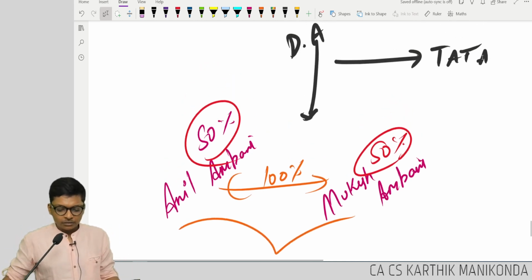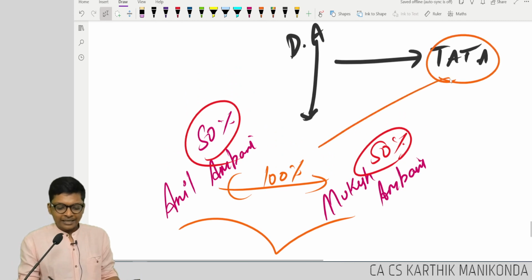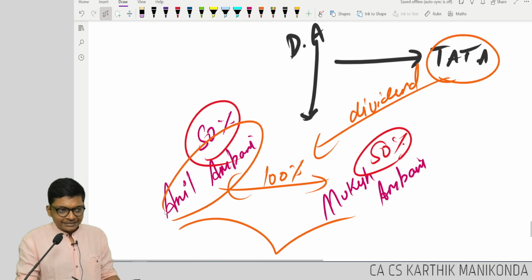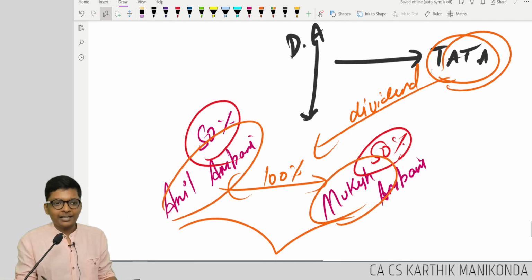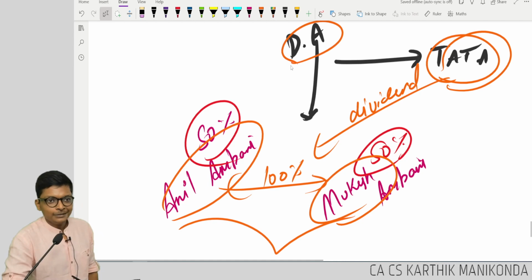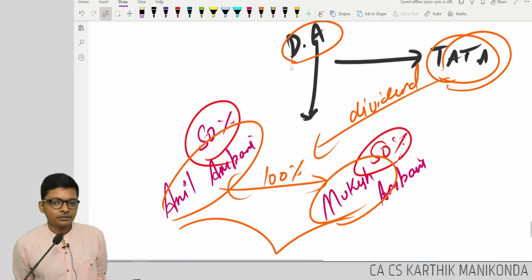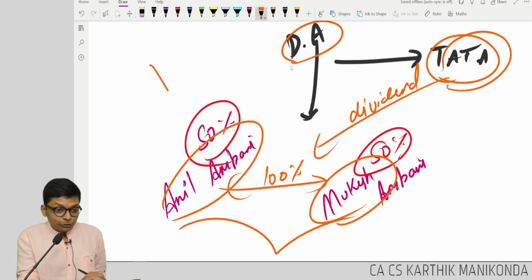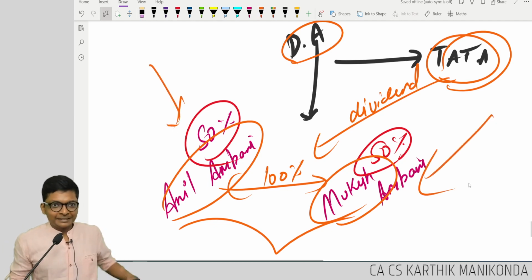Tata is saying, I have to declare dividend. Anil is saying, pay to me. Mukesh is saying, pay to me. What will Tata tell? Pay to whom? Dhirubhai Ambani is not alive. Dhirubhai Ambani is not alive, guys. Whom to pay? Whom to pay? Then spouse also. Someone said spouse. Spouse also is saying, come on, pay to me. Whom will Tata pay? Whom will they pay?